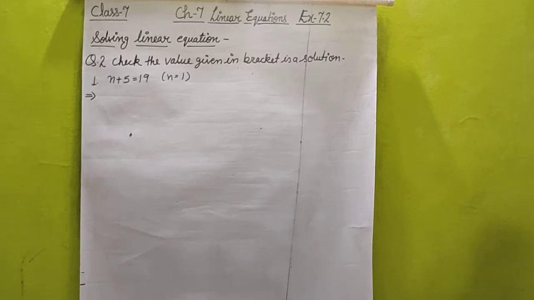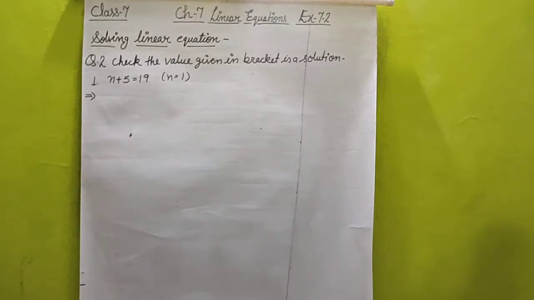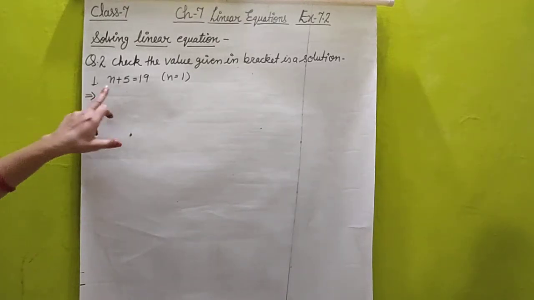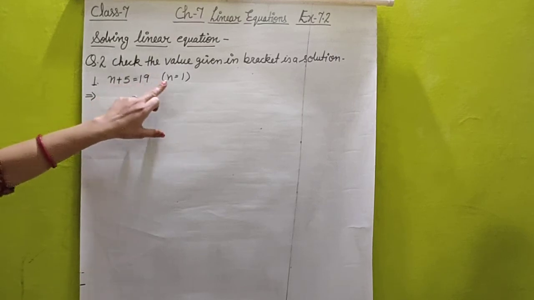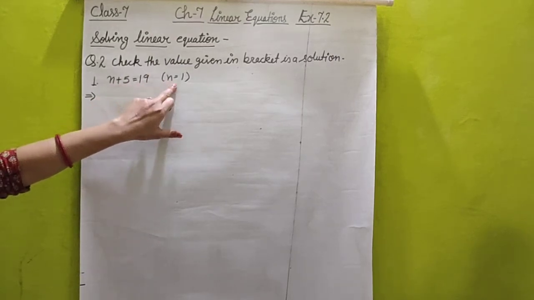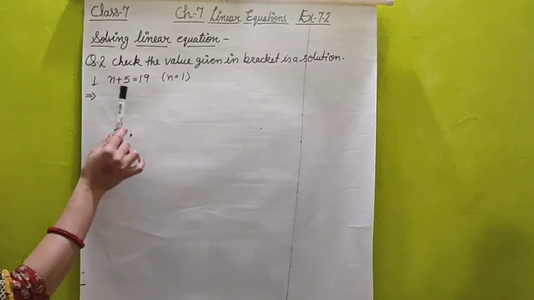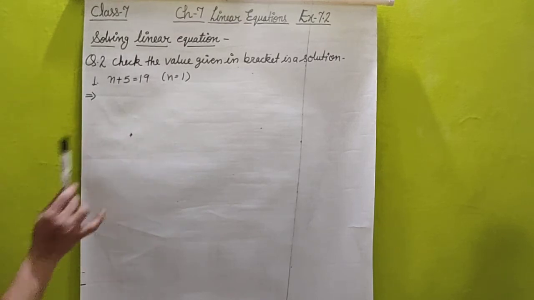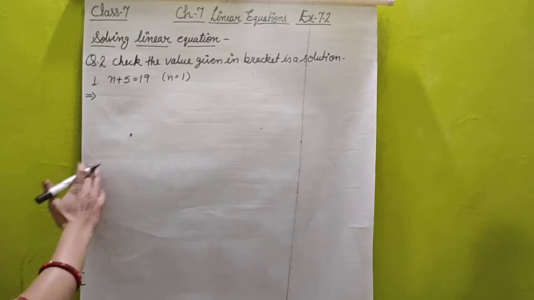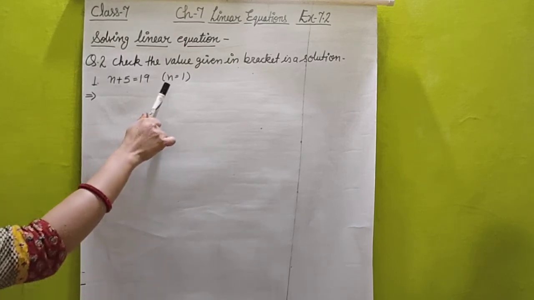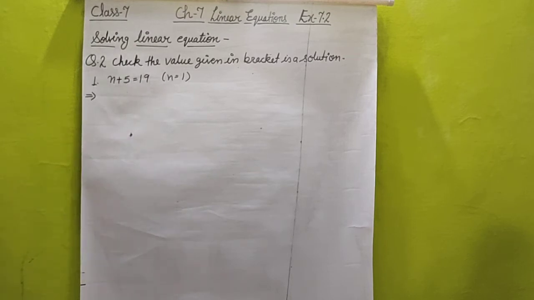Question number 2 students, check whether the value given in bracket is a solution of the given equation. So here students, the equation is n plus 5 is equal to 19 and in bracket what is the value? n is equal to 1. n is equal to 1 is given and we have to check whether this is the solution of the equation or not. So students, when will it be a solution? When LHS and RHS both parts are equal by putting this value in the equation, then it will be the solution of the given equation.